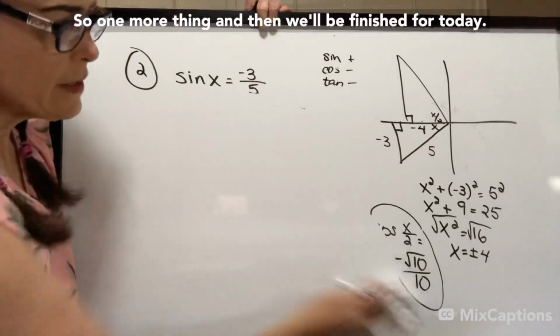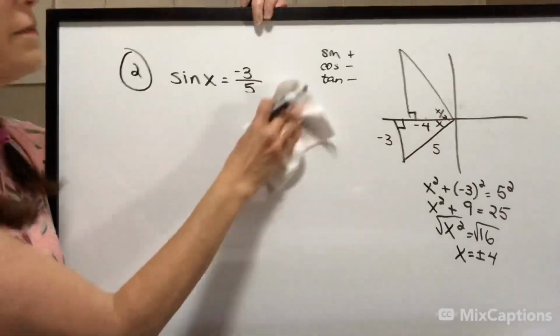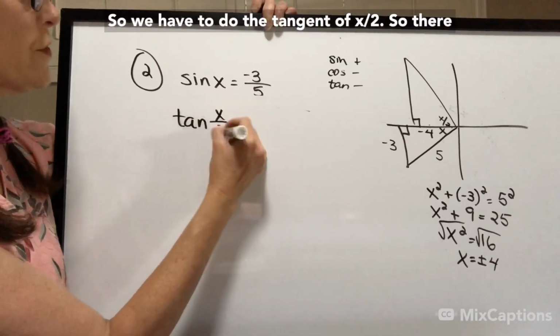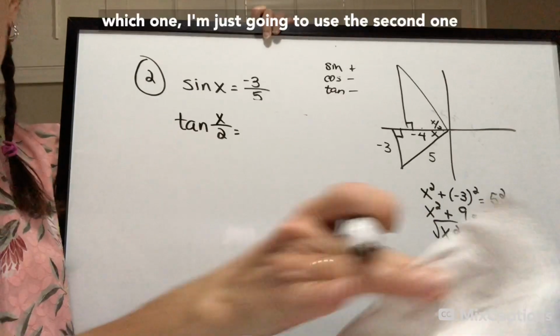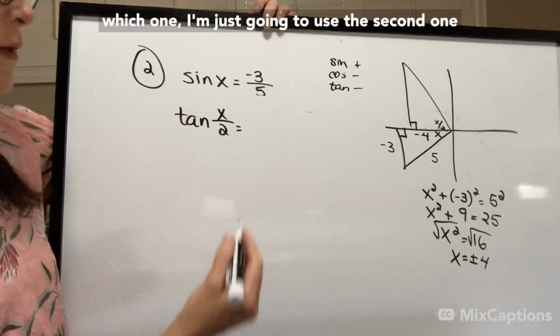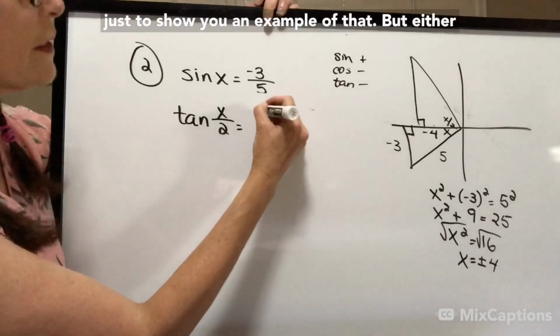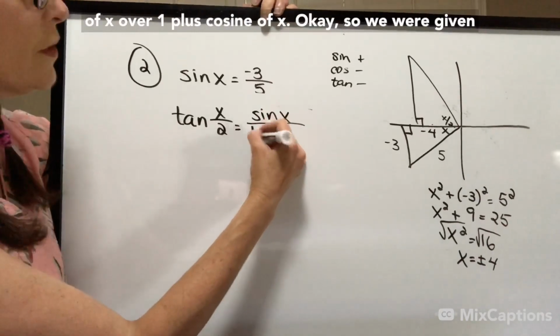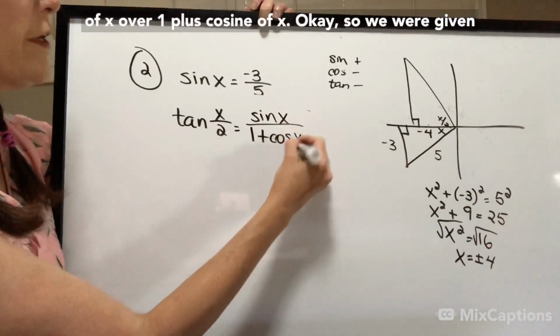So one more thing and then we'll be finished for today. So we have to do the tangent of x over 2. So there are two identities. It really doesn't matter which one. I'm just going to use the second one just to show you an example of that. But either way, you would get the same answer. So it's sine of x over 1 plus cosine of x.